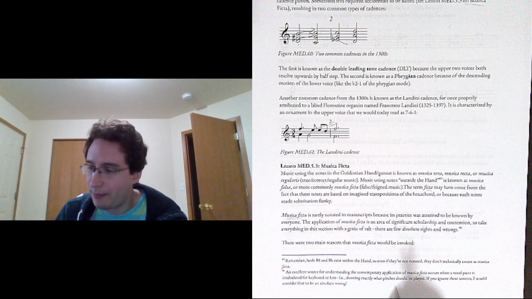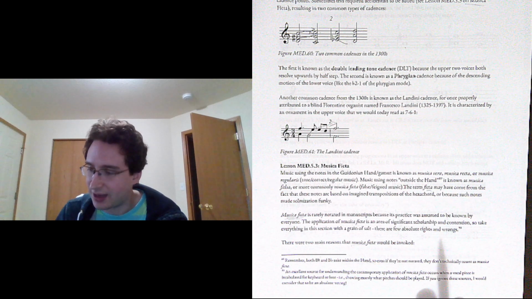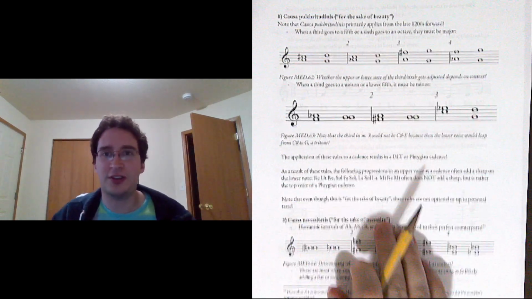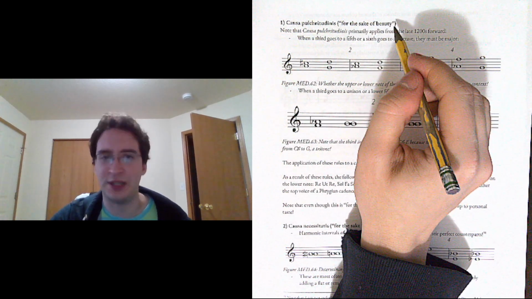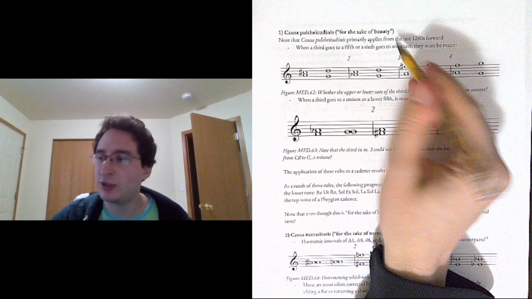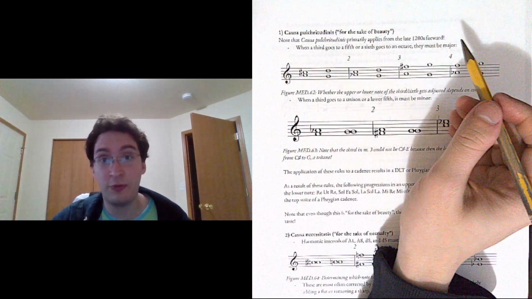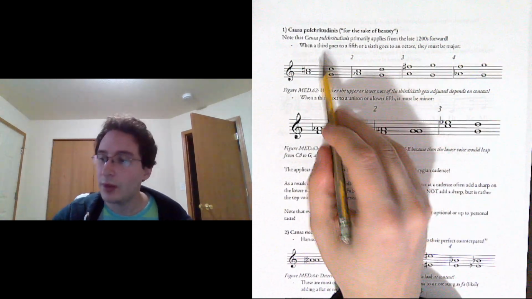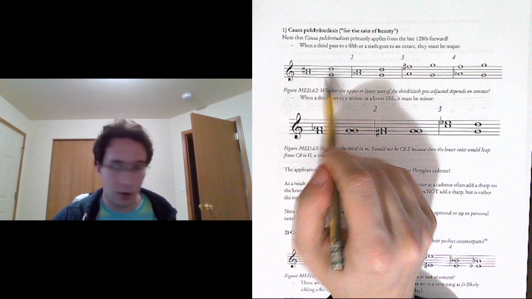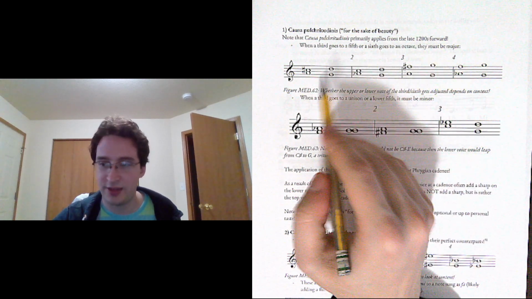So, there were 2 main reasons that musica ficta would be invoked. First, for the sake of beauty, causa pulchritudinis, which primarily applies from the late 1200s forward. The principle here was that when a third goes to a fifth, or a sixth goes to an octave, they should be major.